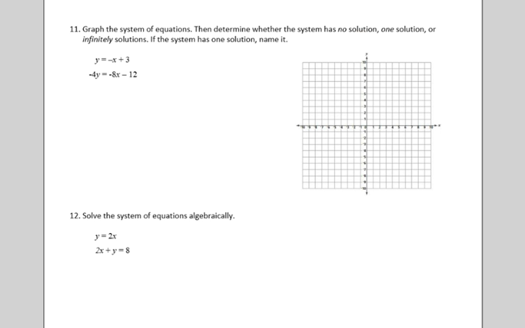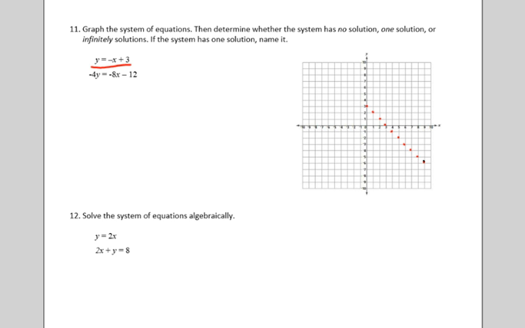Number 11, graph a system of equations. Determine whether this system has no solution, one solution, or infinite. If it has one solution, name it. So I'm going to graph this one in red. Crosses at positive 3. Down 1 over 1. It's going to look like this the whole way.